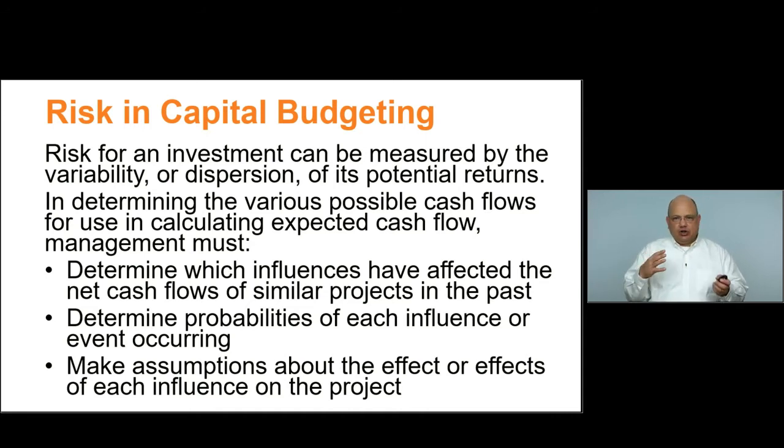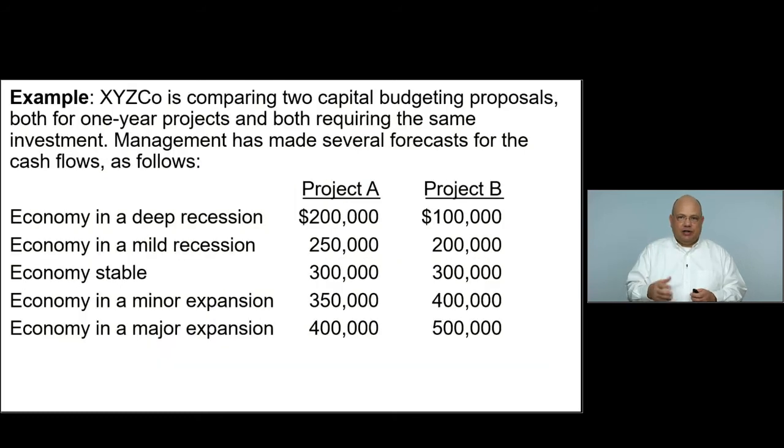But first, let's just look at an example where we're looking at two different capital budgeting proposals, both for one-year projects and both requiring the same investment. Now, we've made several forecasts for the cash flows if the economy is in deep recession, mild recession, stable, minor expansion, or major expansion, and what the cash flows of those projects are going to be. Now, Project A and Project B both have the same expected cash flow if the economy is stable. But Project B has smaller cash flows in a recession, greater cash flows in an expansion than Project A.